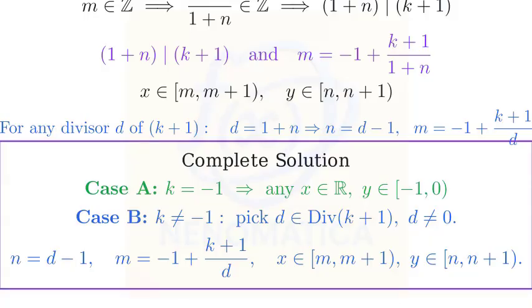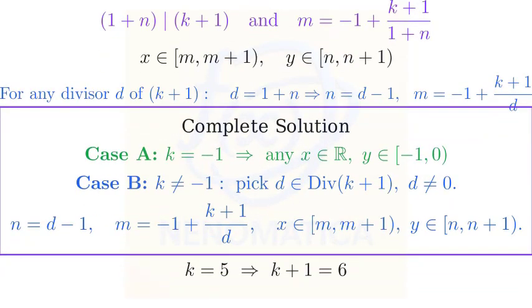Case 1, k equals negative 1, gives solutions for any x with y in the interval [-1, 0). Case 2, for k not equal to negative 1, choose any divisor d, positive or negative, of k plus 1. Set n equals d minus 1, and m equals negative 1 plus (k plus 1) over d. Then x lies in [m, m plus 1), and y lies in [n, n plus 1). Let us illustrate with a concrete example.